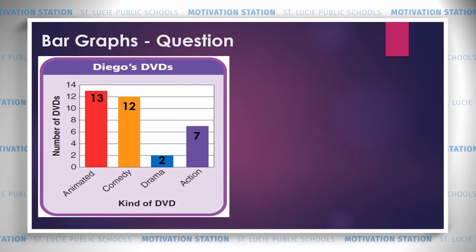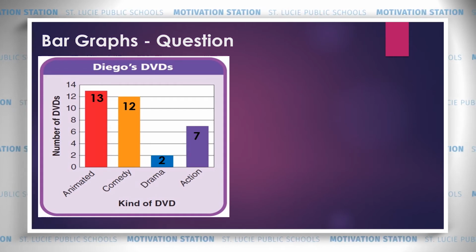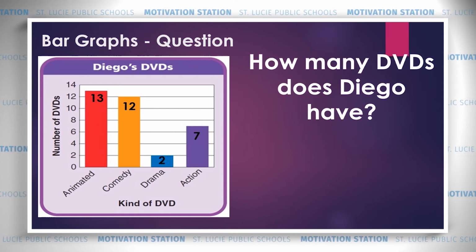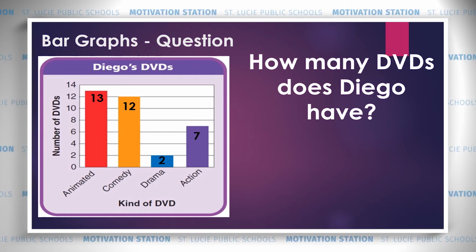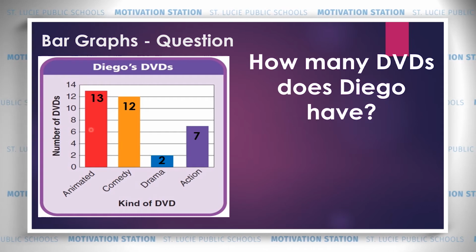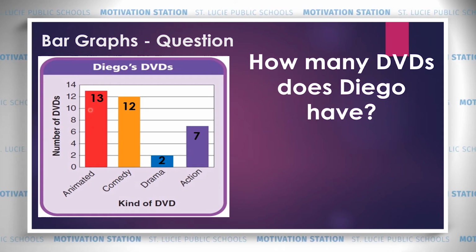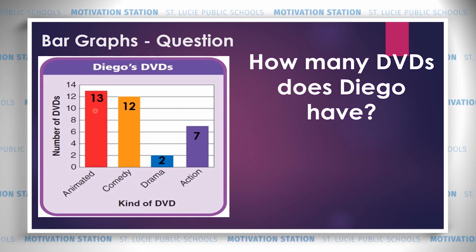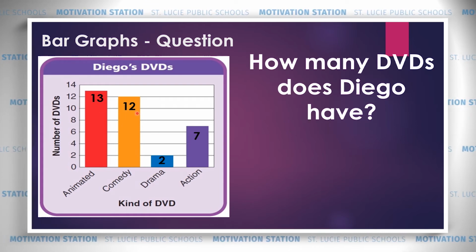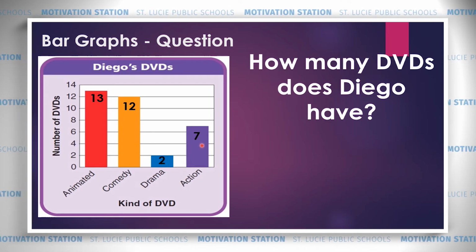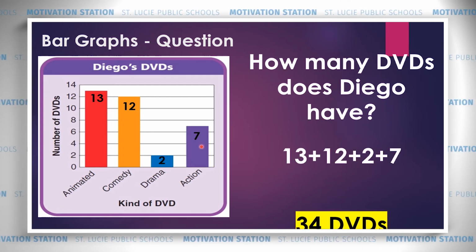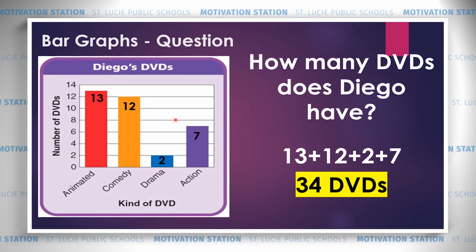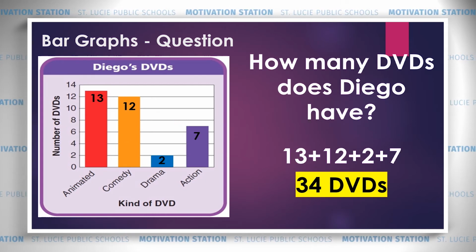When we take a look at Diego's DVD bar graph, we can answer this question. How many DVDs does Diego have? That question is asking how many, if we add all 4 categories together, would we get? So when we take 13 plus 12 plus 2 plus 7, we get 34 DVDs. That's how many total DVDs Diego has.